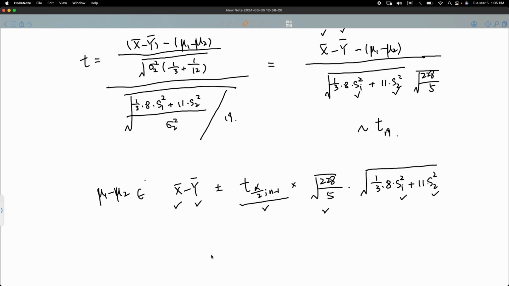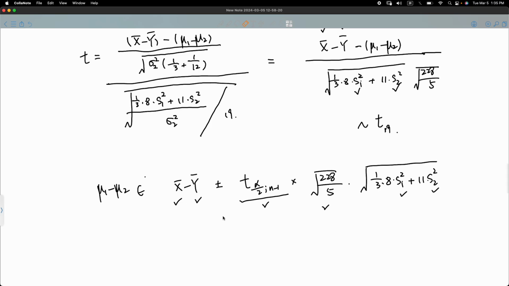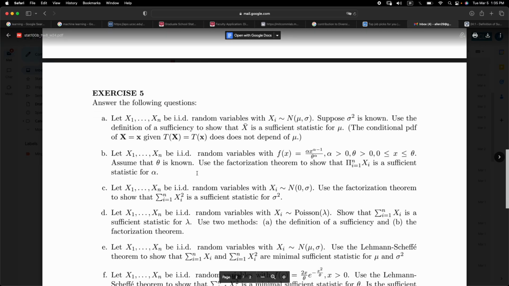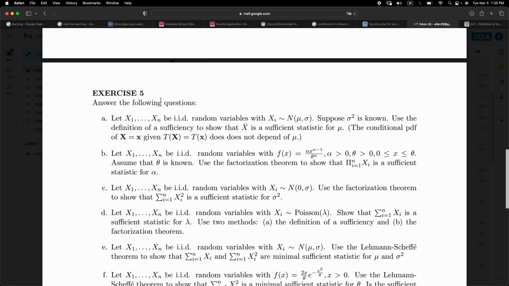Okay, then maybe let's talk about exercise 5. I'm not sure if we still have enough time. So exercise 5a, okay. So X1 to Xn independent. Okay, again IID, so we're going to use it somewhere in our calculation, and then each of them follows a normal mu and sigma. Suppose sigma square is known here, and then using the definition of sufficiency to show that x bar, the sample average, is a sufficient statistic for mu.